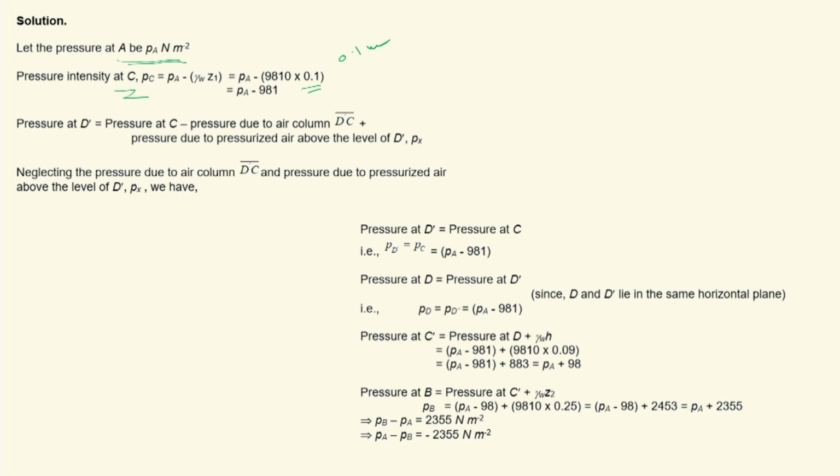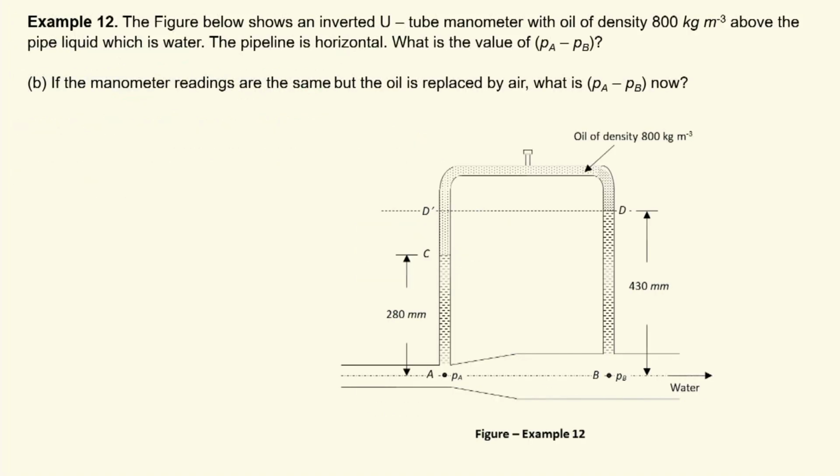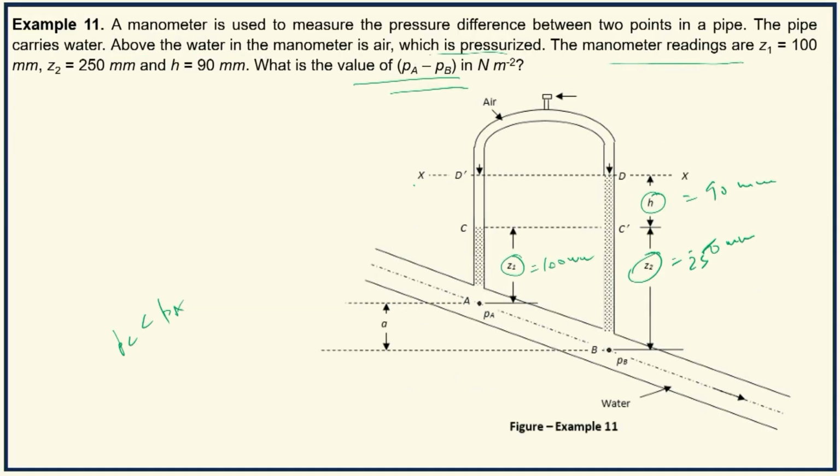So you get PA minus 981. Then we go to D dash. What is D dash? D dash is a point in the left limb which is in the same level as that of D. D marks the surface of water in the right limb connected to point B.